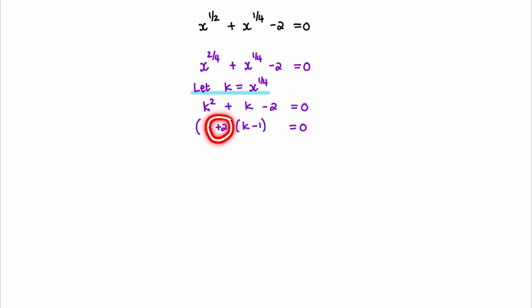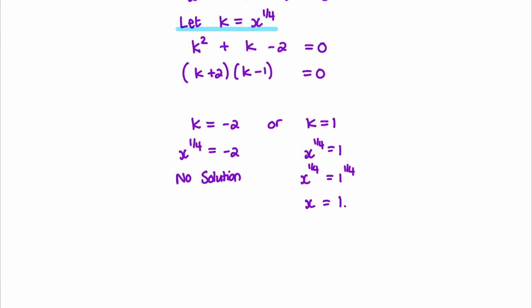Now the signs do matter, so remember it must be +2 minus 1, because 2 minus 1 creates the 1 in the middle. So you can't have it as -2 and +1. That will create a -1 in the middle. Make sure that when you factorize that you get the signs correct. Now we can solve for K by setting each set of brackets equal to 0. So for the first bracket, K is equal to -2, and for the second bracket, K is equal to 1.